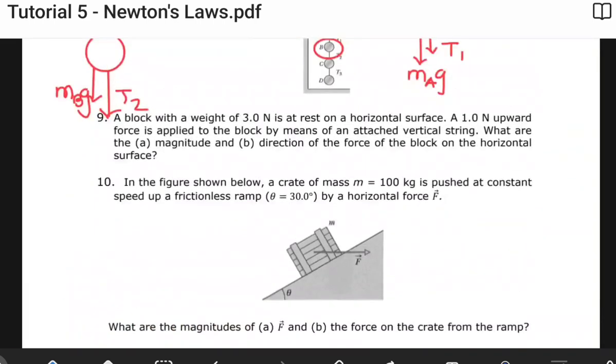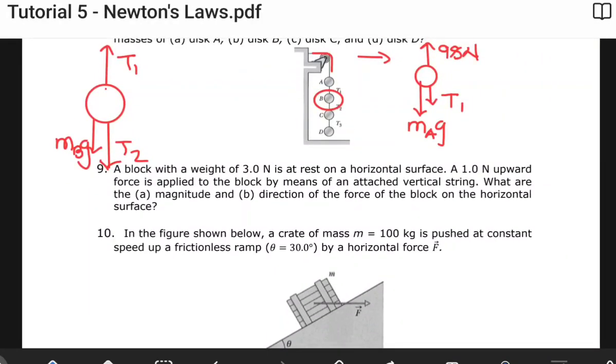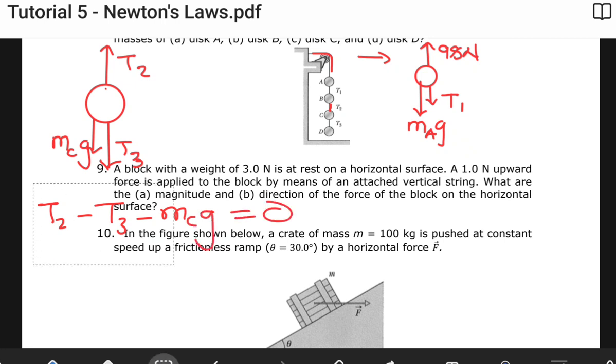In the same way, we go to C. Again, for C, we want to isolate the mass C. And what we notice is that for C, T2 is pulling C up, so we're going to have T2 there. And then T3 will be pulling C down, so we're going to have T3 there. Then this is going to be MC times G. So in the same way again, we're going to have T2 pulling it up, minus T3 pulling it down, minus MCG pulling it down as well, is equal to 0. So this is what we're going to be simplifying.